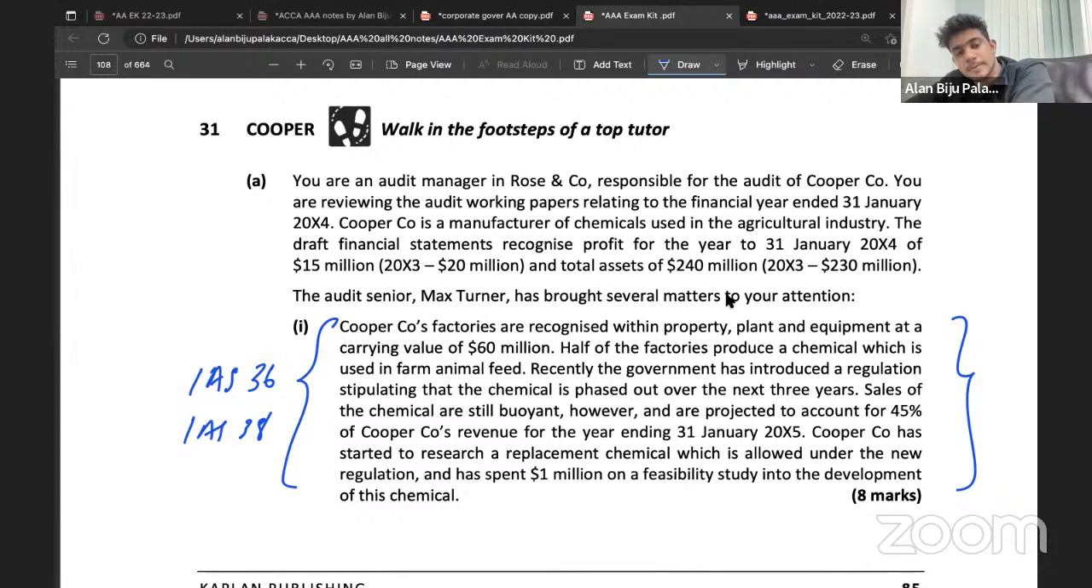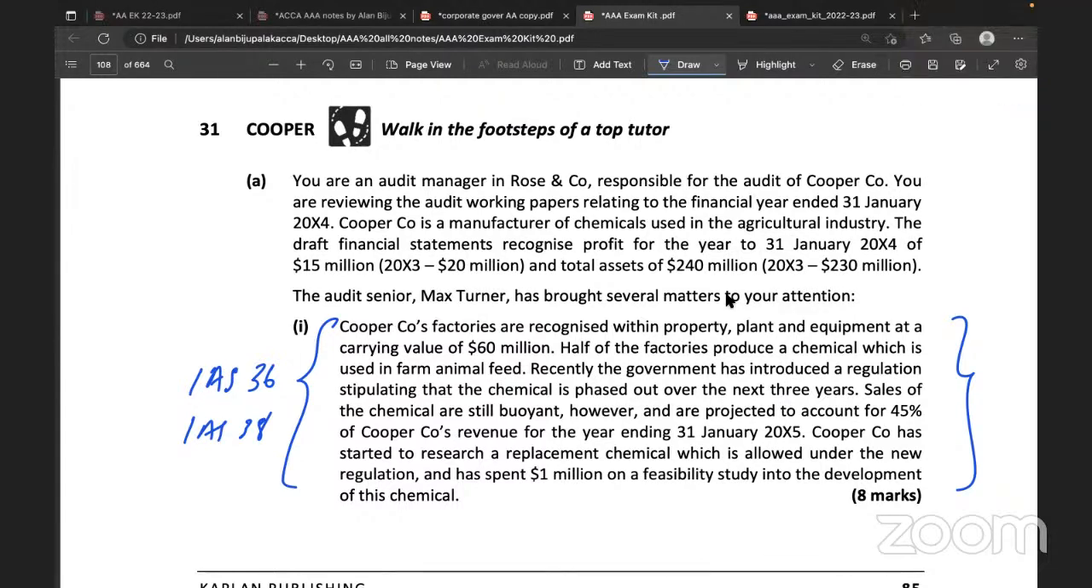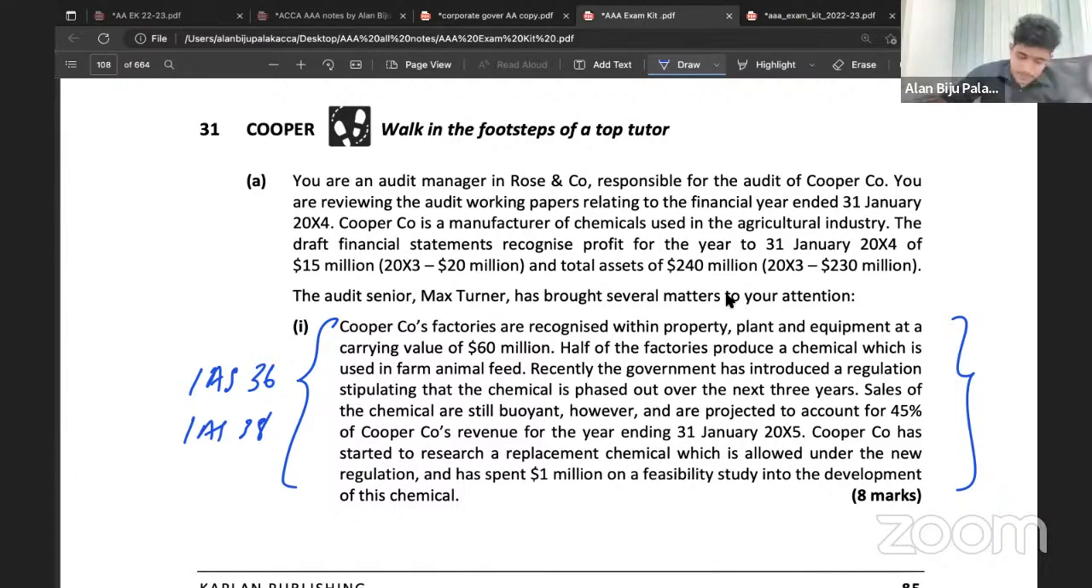What do we need to do here? Impairment. Yes, we should recognize impairment in relation to the 30 million, right? Because half of the factory will be phasing out. So there can be chances that the 30 million valued asset might be impaired, since they will not be able to sell the same product anymore in the market.